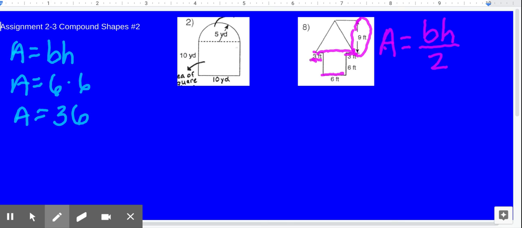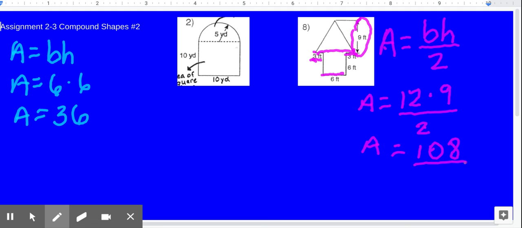So then I have area equals the base, which is 12, times the height, which is 9, and I'm going to divide that by 2. So area equals 12 times 9 is 108, divided by 2. Oh, excuse me, I got ahead of myself there. The area is 108 divided by 2, so that's 54.